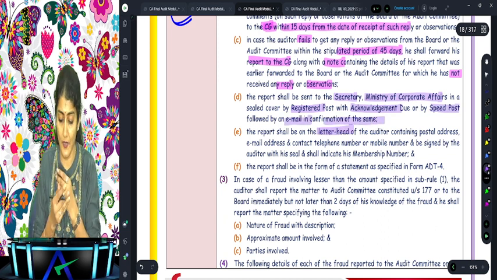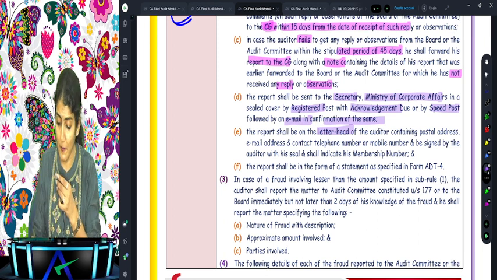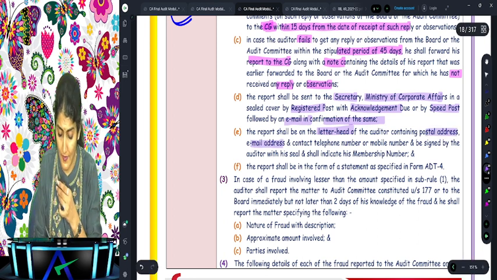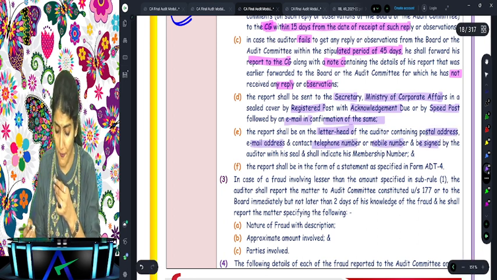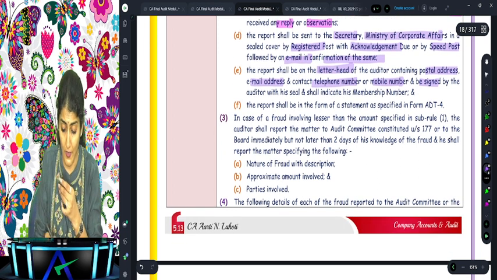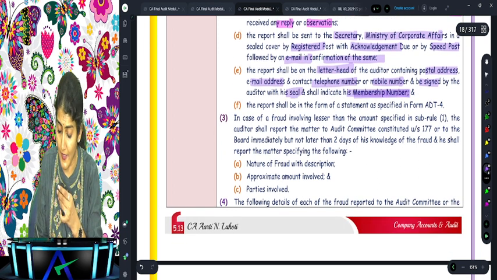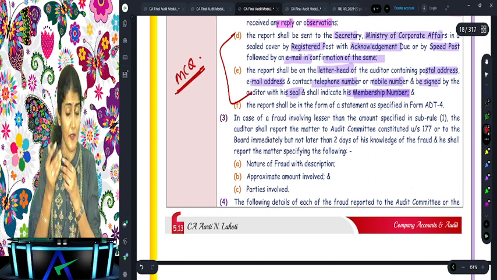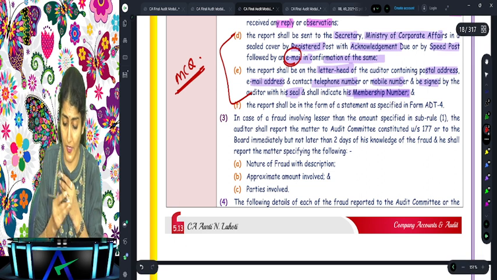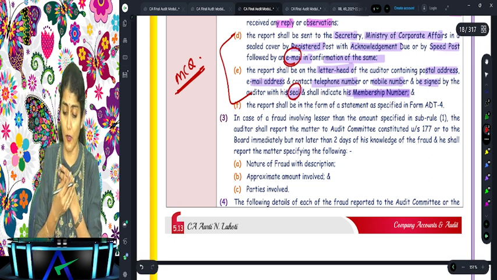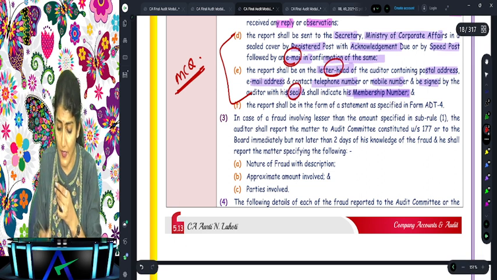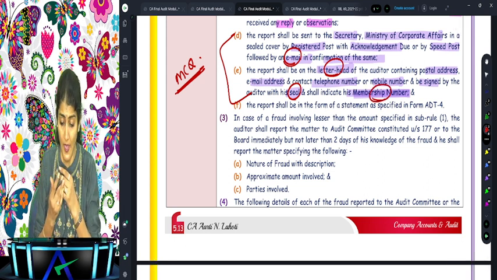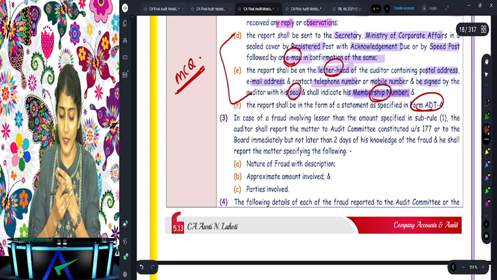It has to be on the letterhead of the CA firm containing the postal address, email address, contact number, telephone number, and signed by the auditor with a seal and also indicate his membership number. So this is all the area where they are asking the MCQs in the exam. Whether speed post is allowed, whether email confirmation is required, should the seal of the CA be there, should it be on the letterhead of the CA firm, should the membership number be given, all of this. And the report has to be done in form ADT 4.